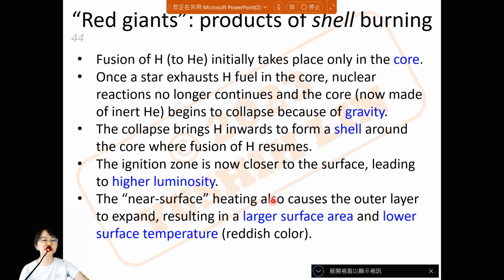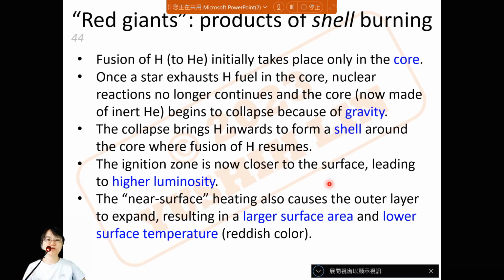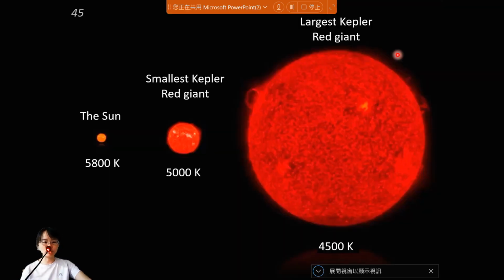And the near surface heating also causes the outer layer to expand. This results in a larger surface area and lower surface temperature. And surface temperature will be reflected in its color, not its luminosity. That's the reason why, compared to the main sequence sun, the red giant will be closer to the low temperature end, and it will be reddish. So that's the sequence of events that lead to the formation of a red giant, which is extremely large. Like this is the sun today. Its surface temperature is like this, and that would be our red giant stage with this size and this surface temperature.